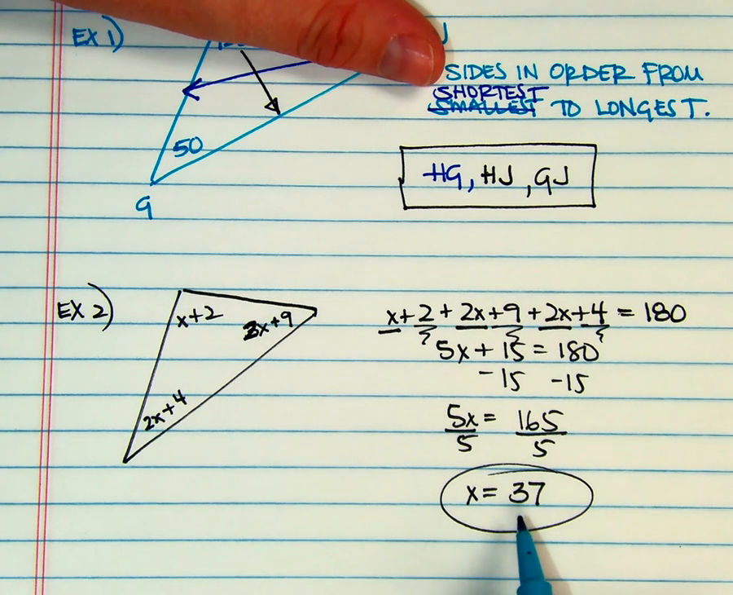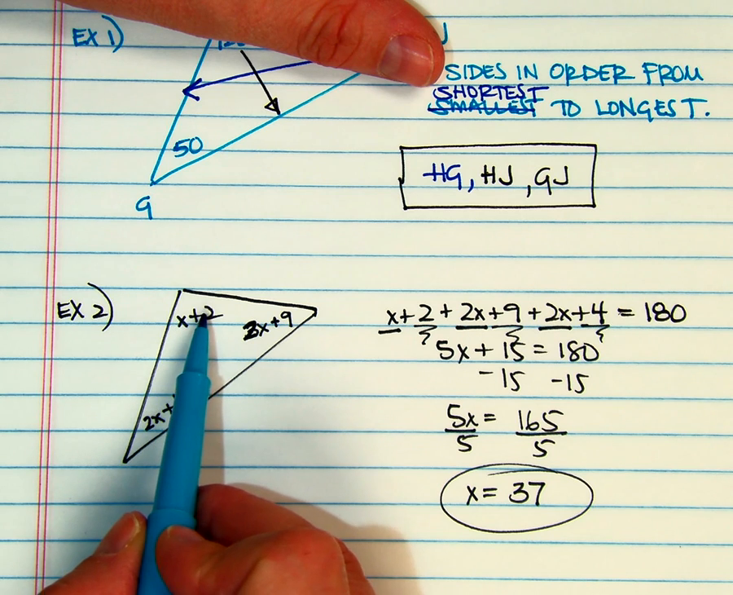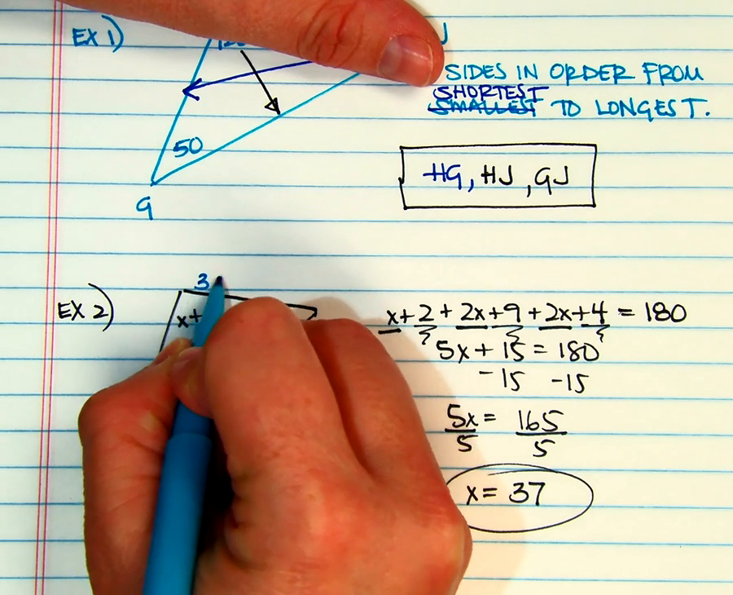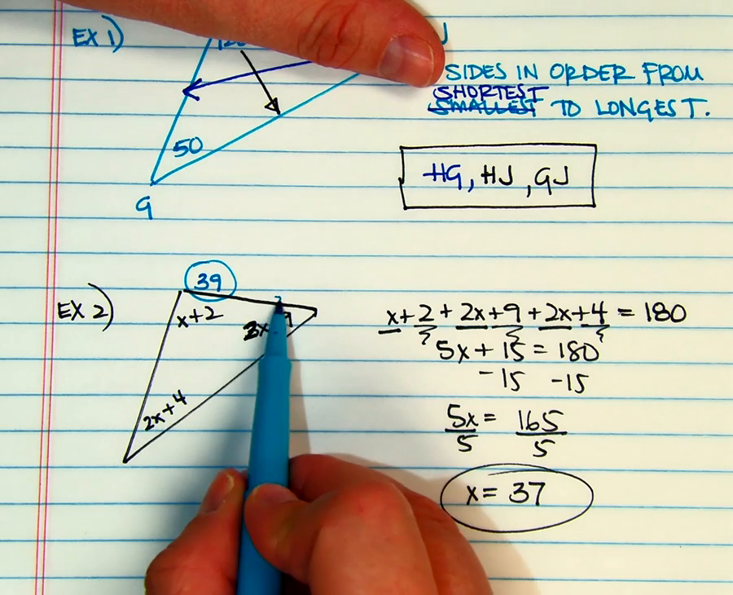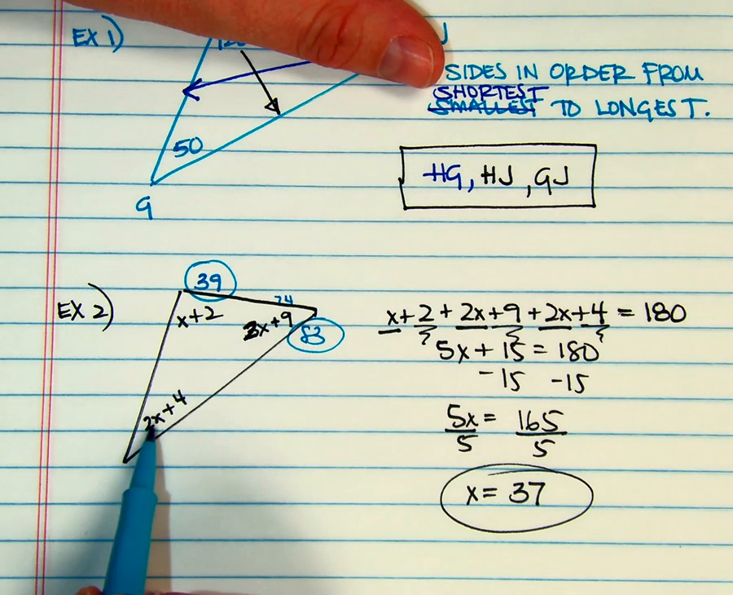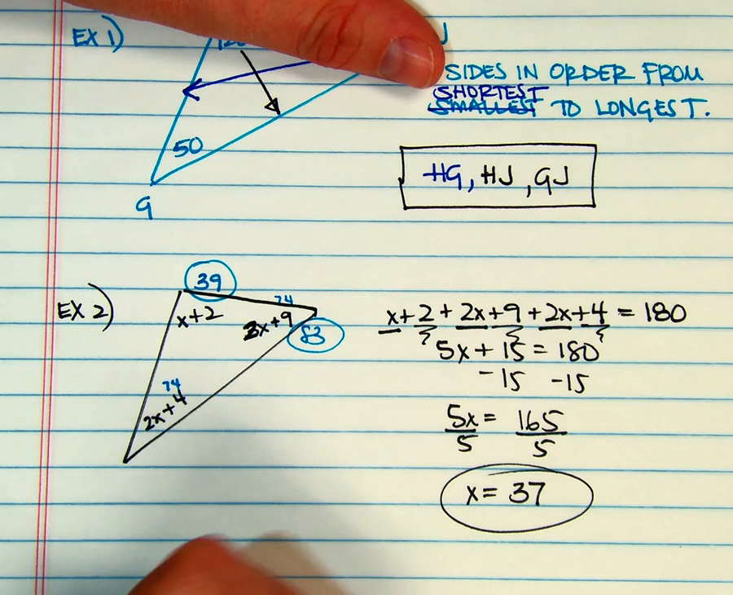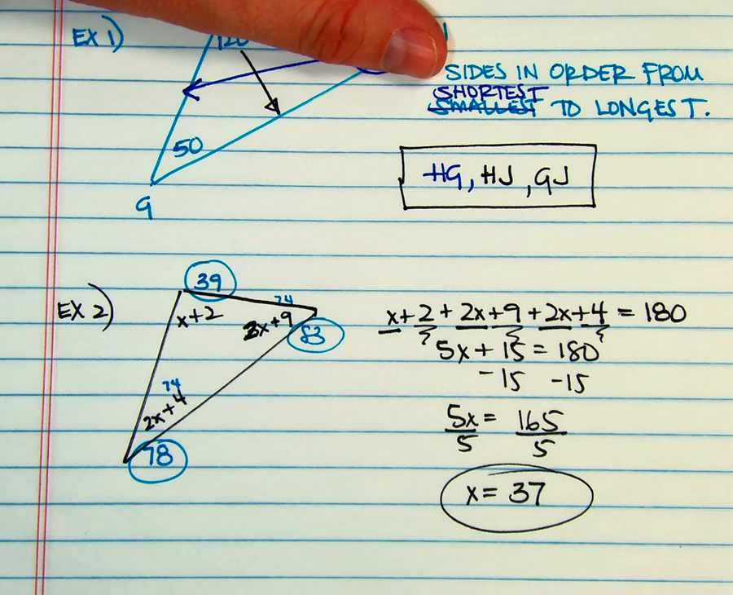So that means I have to go back and plug it in. If I put 37 in here, 37 plus 2 gives me 39. 2 times 37 gives me 74, plus the 9 gives me 83. 37 times 2 gives me 74, plus 4 gives me 78. I'm going to do a really quick check and make sure that all of those angles add up to 180. If they don't, I've screwed up. And I've screwed up. Let's see what I screwed up on.